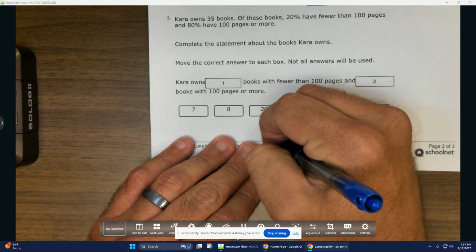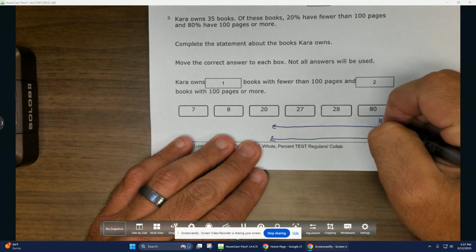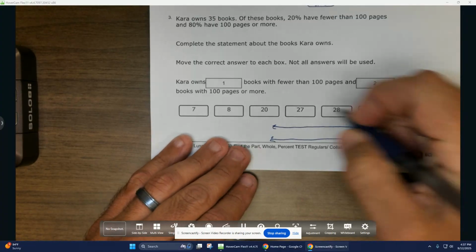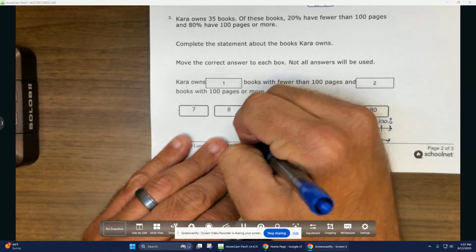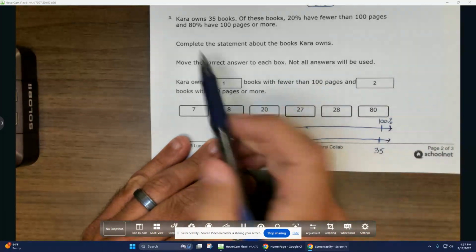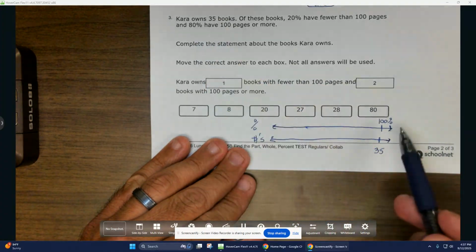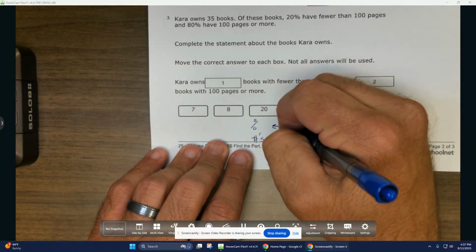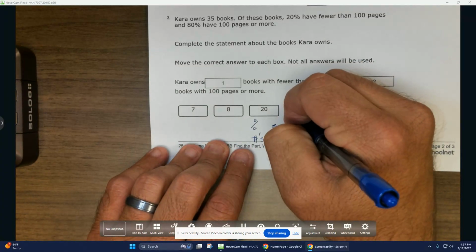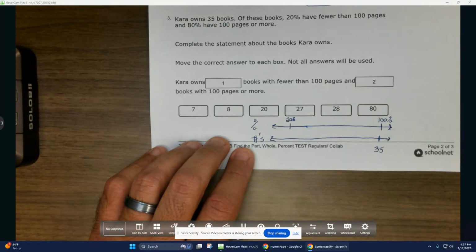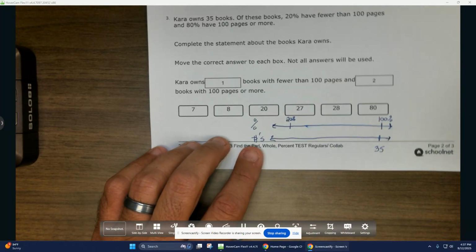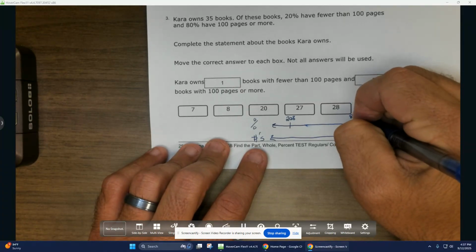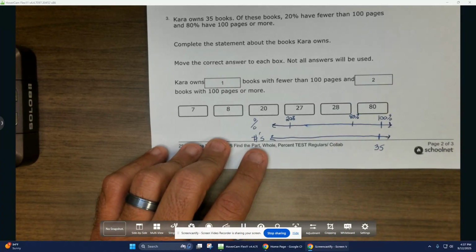We know that 100% represents 35 books. I know that because it says Kara owns 35 books. That's your total. She owns 35 books. 20% have less than 100 pages, and 80% have more than 100 pages.